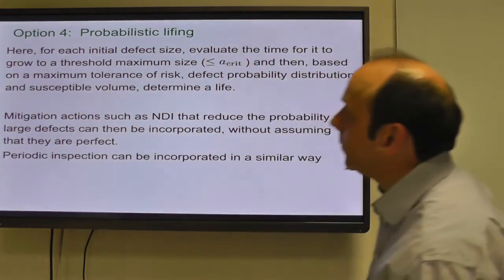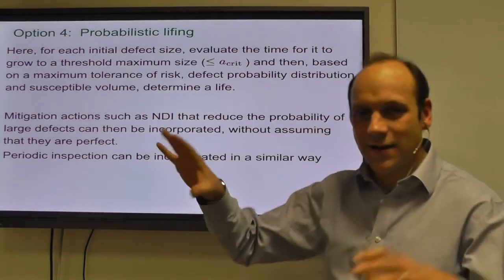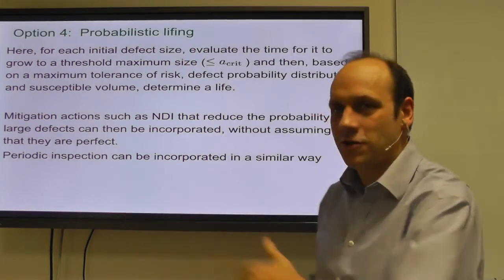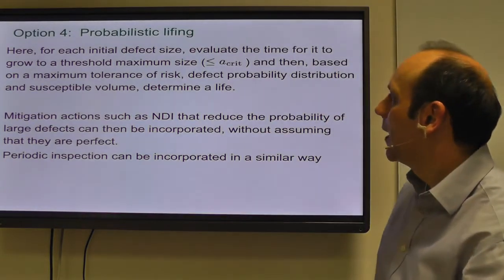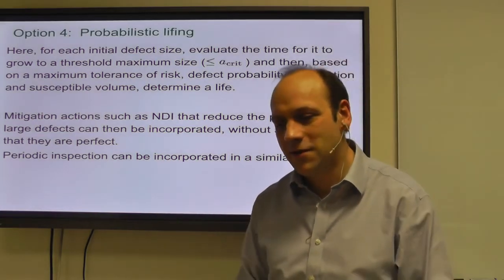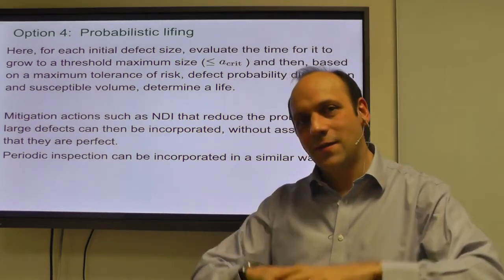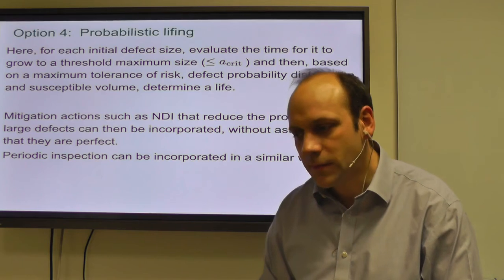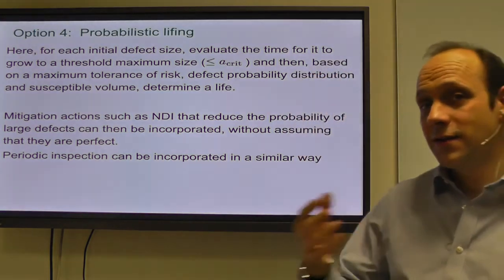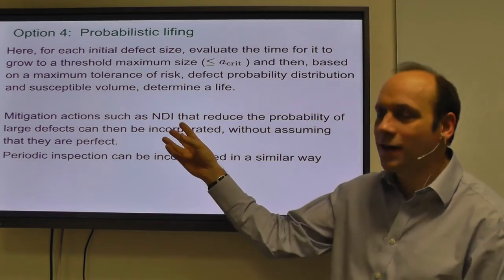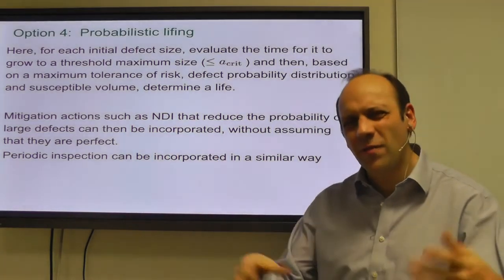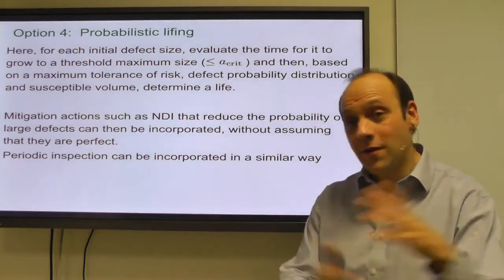So what we do is for each initial defect size in the probability distribution, we would evaluate the time for it to grow to a threshold maximum size, and then based on our tolerance for risk, make the defect probability distribution and the volume we have estimate a life. And we could then incorporate mitigation actions like NDI that have a probability of finding the crack. So we could then incorporate a probability for success in NDI.